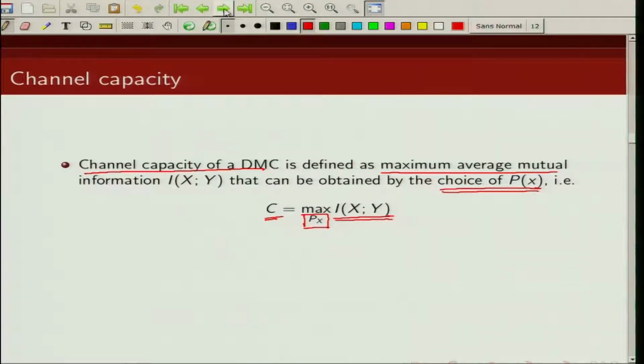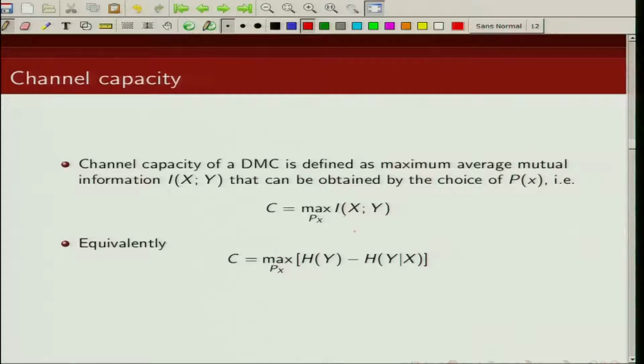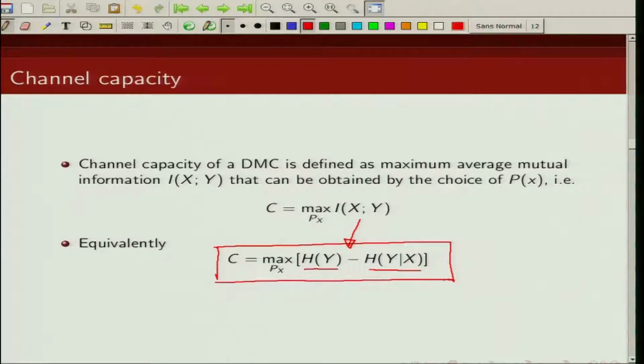Now, from the definition of mutual information, we can also write it as the uncertainty in y minus the uncertainty in y given x. So equivalently, we can write the expression of capacity as maximizing the difference between H of y minus H of y given x, maximizing over all possible input distributions P of x.